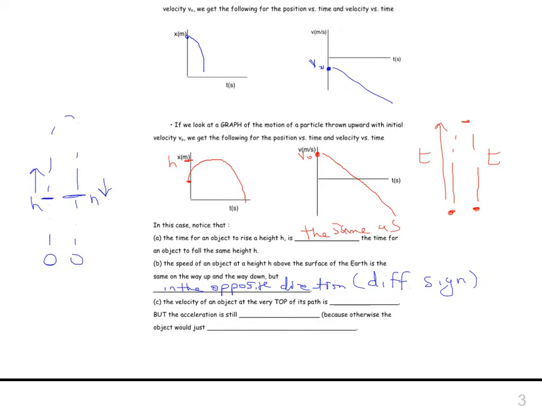The velocity of an object at the very top of a path, and this is an important thing to remember, the velocity at the very tippy top, in order to go from moving up to moving down, is 0. But the acceleration is still negative 9.8 meters per second squared, because otherwise it would just float. It wouldn't slow down anymore. It got to the top and it just stopped. It wouldn't go anywhere anymore.